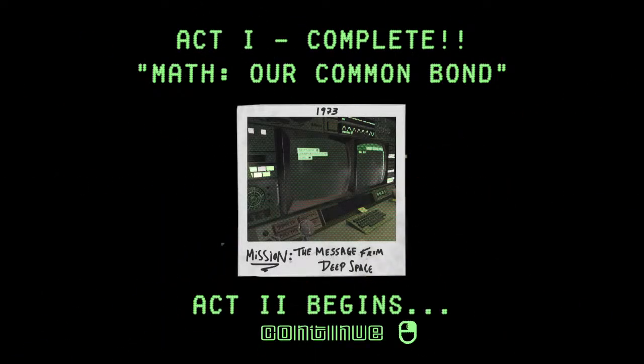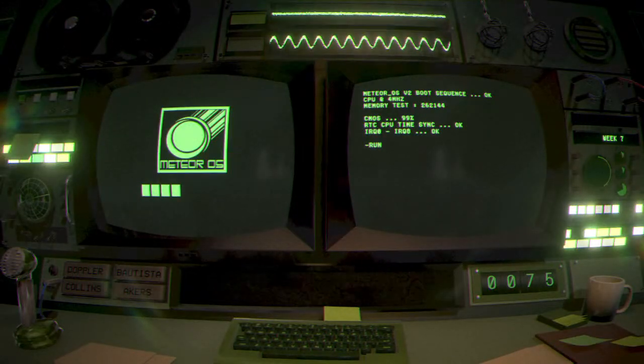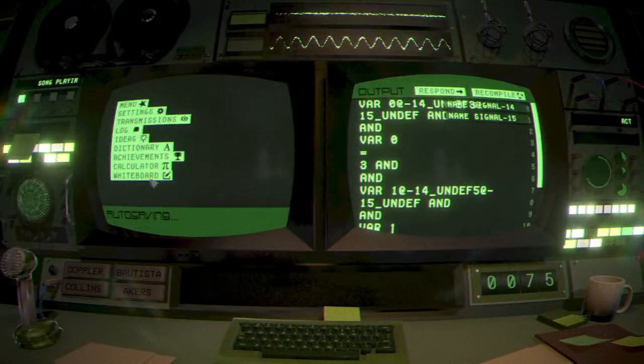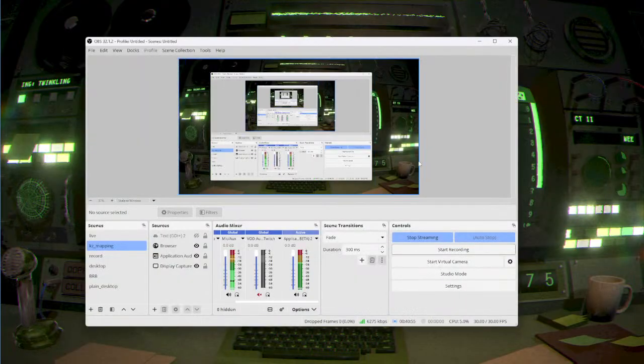Act 1 complete. Math, our common bond. Act 2 begins. Maybe I don't want to start Act 2. Yep, I don't think I want to start Act 2. I'll just move on.